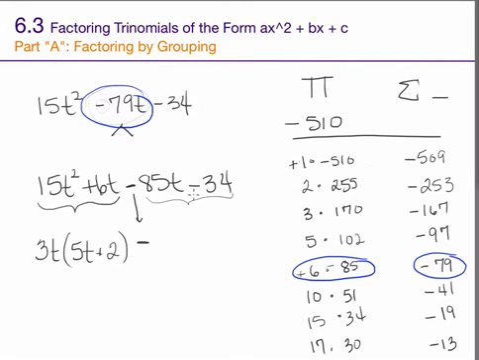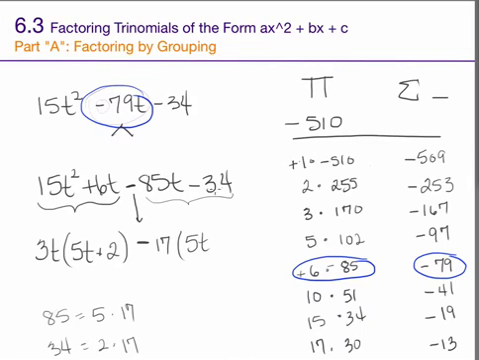What's common to both 85 and 34? Well, 85 can be written as 5 times 17, and 34 can be written as 2 times 17. So 17 is what's common to both 85 and 34. Now that I know that, what would I have to multiply 17 by to get 85t? Well, here's my 85, written as 17 times 5, so it's 5t. 17 times 5 times t is 85t.